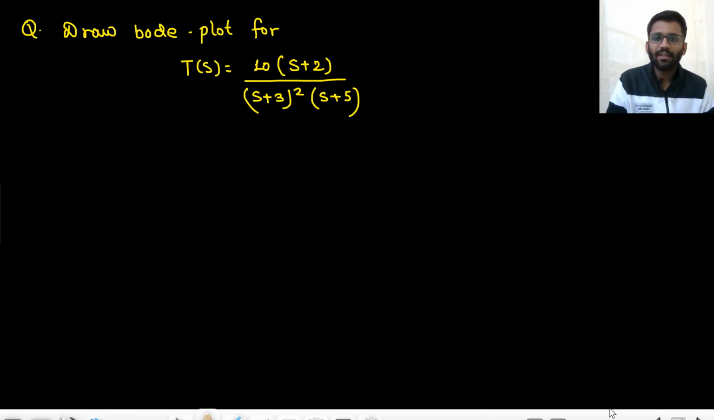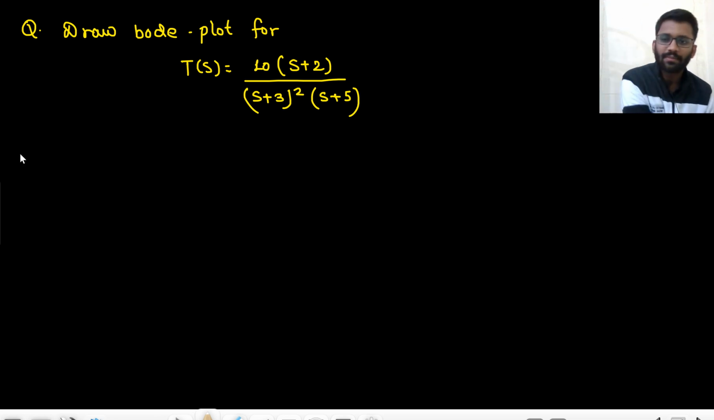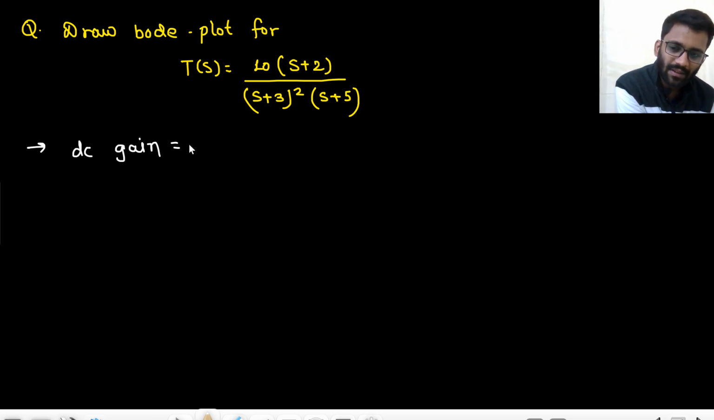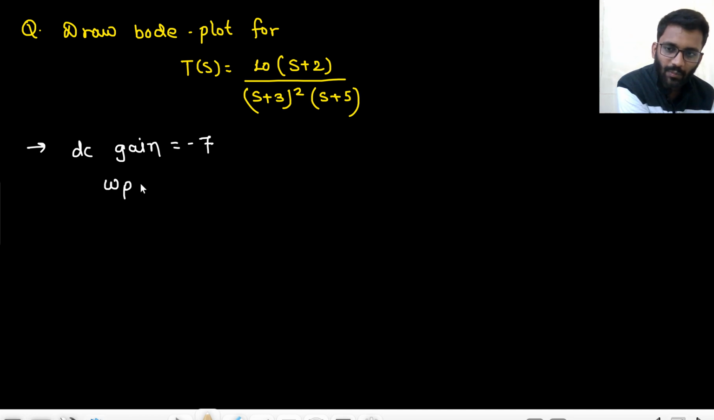Okay. So what is the DC gain? 20 by 45, log 10 into 20. DC gain is -7. Now I will not care much about the magnitude. I will just care about the shape. How will slope 20 dB plus 20 dB, 40 dB, minus 40 dB. So I will just care about the shape now. So DC gain is -7. Forget about this. I need the location of pole.